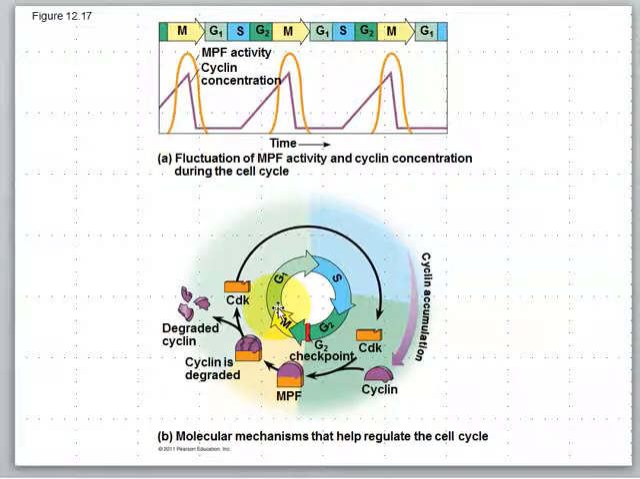Once the cell divides, the cyclin starts to be broken down and degraded, and so now the amount of cyclin decreases, and the MPF is no longer activated, and so then we're into the other parts of the cycle, and then that process begins again. The cyclin builds up, the MPF does its job, the cyclin is degraded, and we continue on around the cycle.